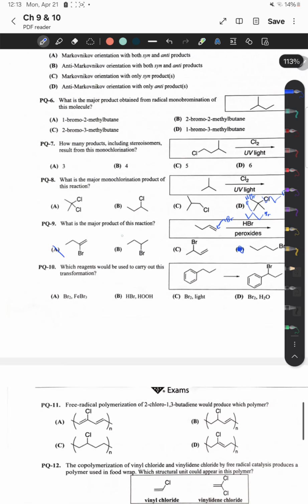Again, it wouldn't be any of these because it's not doing Markovnikov because peroxide is present.